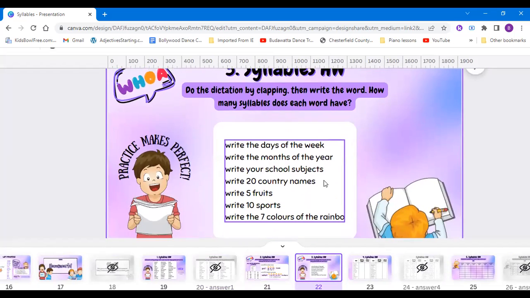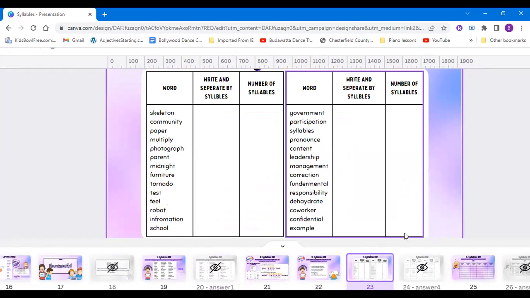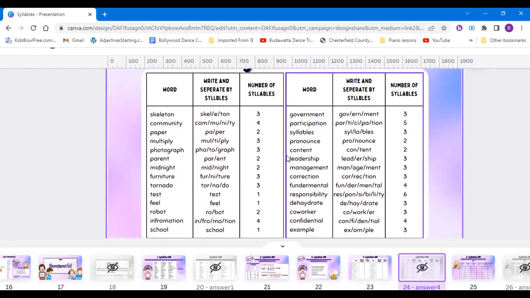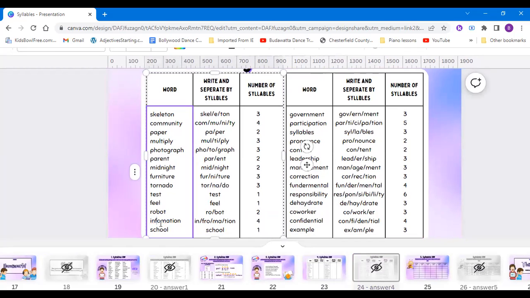The next one also doesn't have any specific answers, and this one does have answers. So here are the answers for this one. You can pause if you need more time. And sorry, there's a little typing error here. Instead of the misspelled word, there should be information. I'm sorry about that.